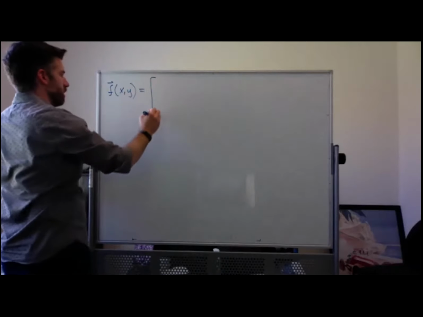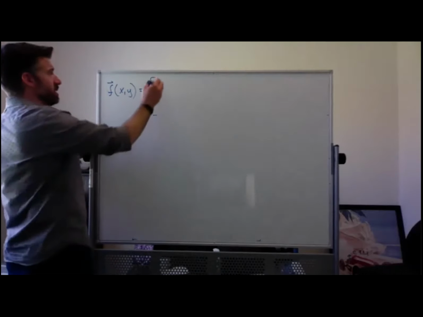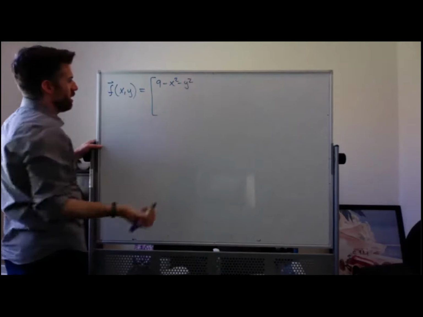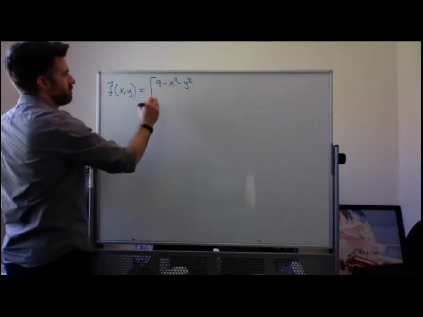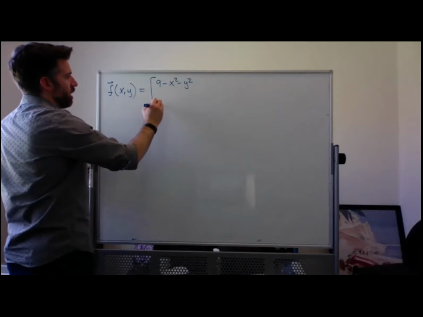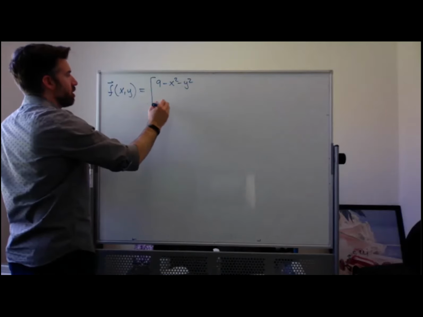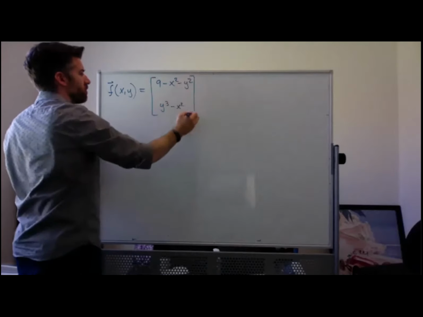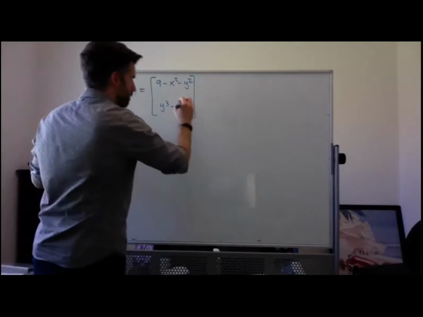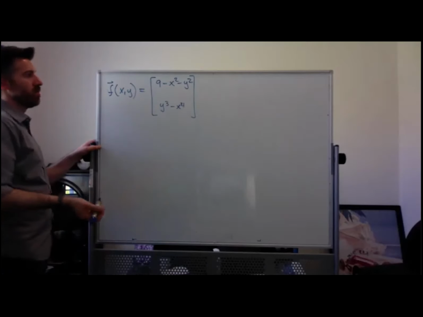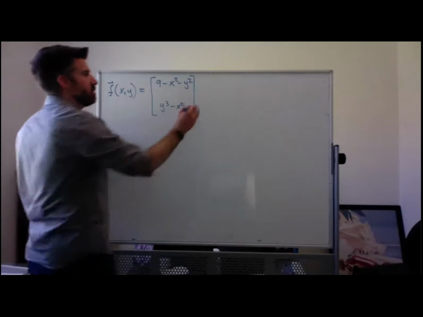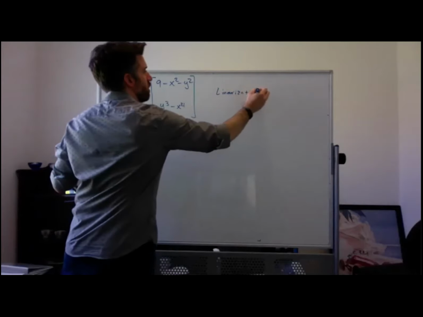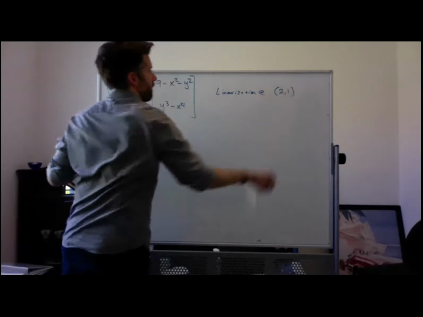So let's pick my favorite function, 9 minus x squared minus y squared. And let's look at, what else can I look at? Let's look at y cubed minus x to the 4th. It's exciting there. Okay. And we want to find the linearization at the point 2, 1.